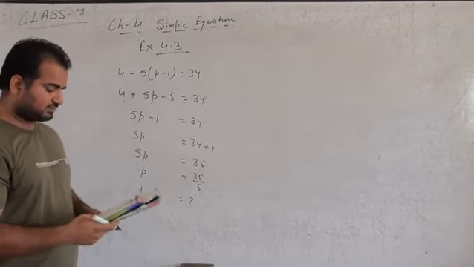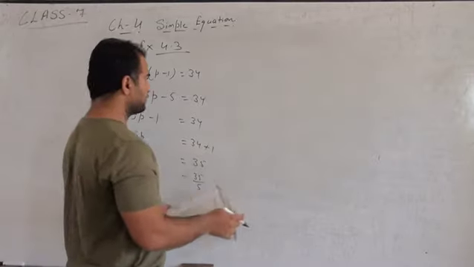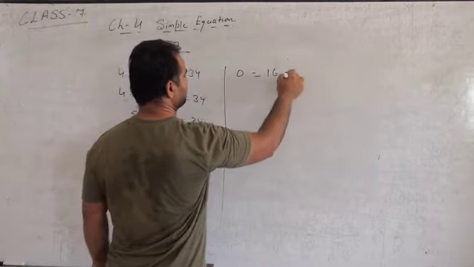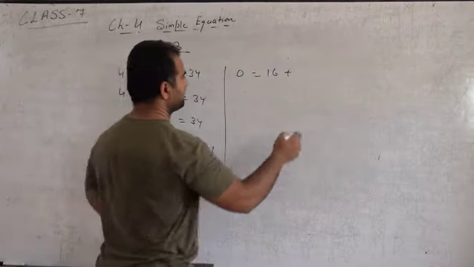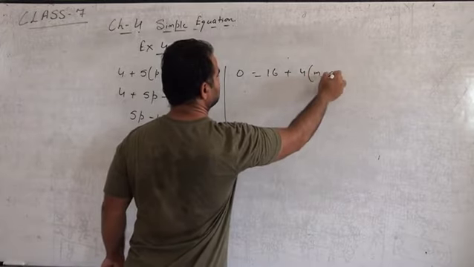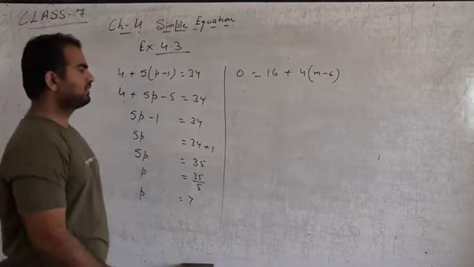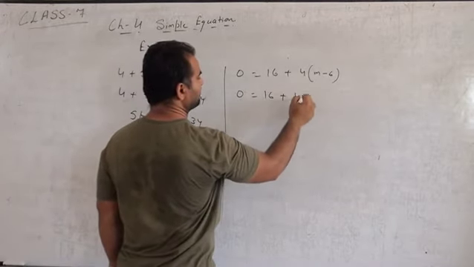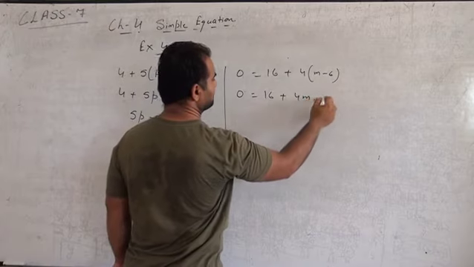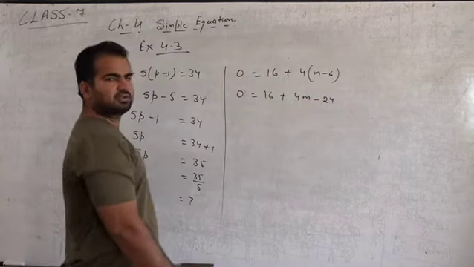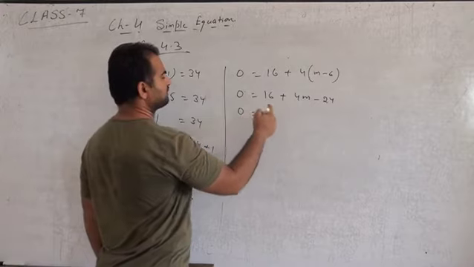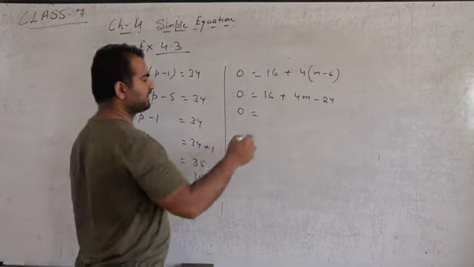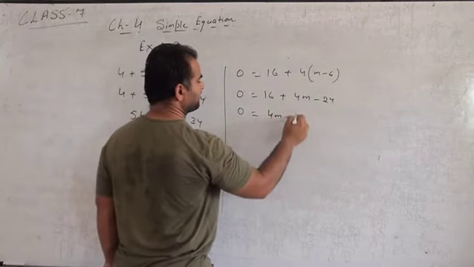Next is 0 equals 16 plus 4 bracket m minus 6. So 0 equals 16 plus 4 into m will be 4m, and 4 into minus 6 will be minus 24. Okay. So 0 equals, what is 16 and minus 24? 16 and minus 24 will be minus 8. So it will be 4m minus 8.